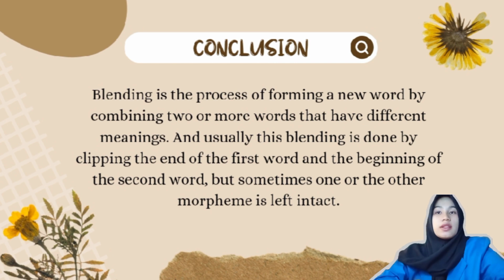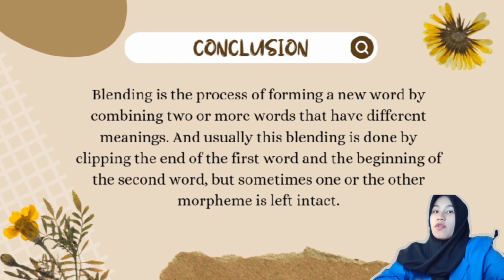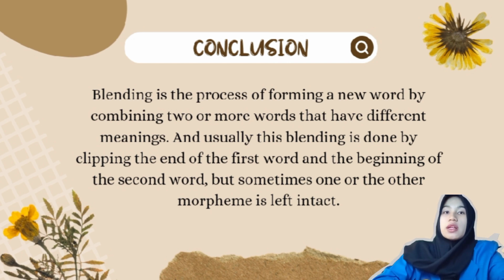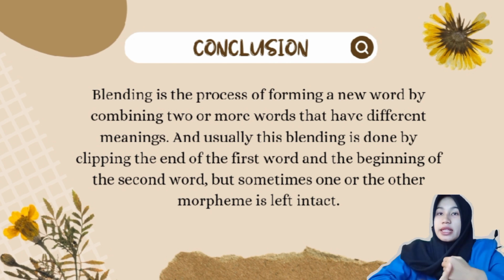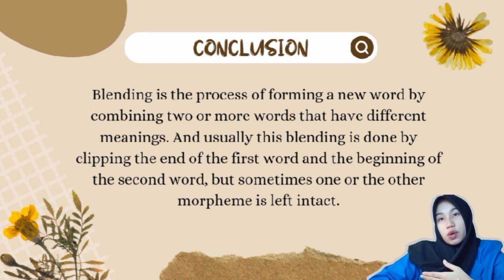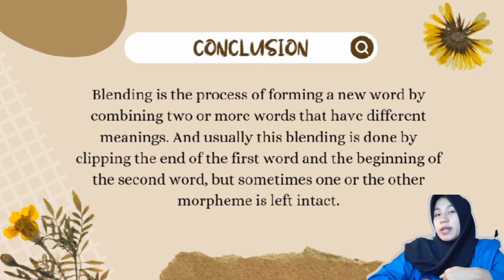So, last but not least, blending is the process of forming a new word by combining two or more words that have different meanings, and usually this blending is done by clipping the end of the first word and the beginning of the second word, but sometimes one of the other morphemes is left intact. I think blending is very helpful for English students like me and young people who want to learn English, because word blending or word mixing in morphology is very important to know, the process before it can be a new word with a different word and meaning.